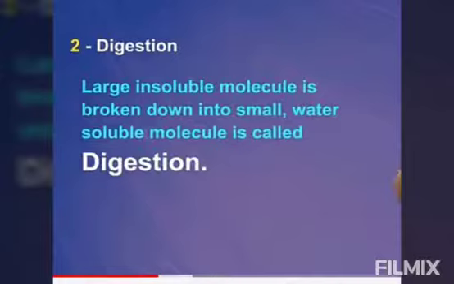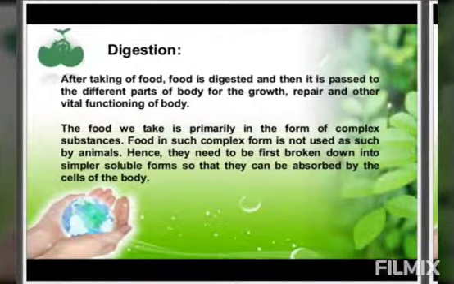The process of converting or breaking down the complex food into simple and soluble form which our body can absorb is called digestion. So digestion is defined as the process of converting or breakdown of complex food into simple and soluble form.